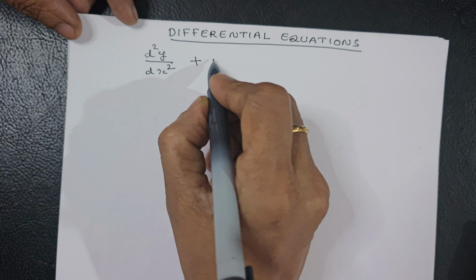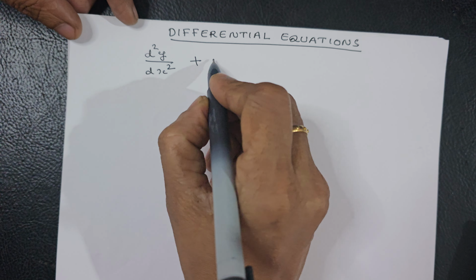Now, there are two terms associated with every differential equation, that is order and degree. Order and degree of a differential equation. What is order? It is the order of the highest order derivative occurring in that differential equation. So, if you look at this equation, the second order derivative d square y by dx square is present. Order is 2 because the second order derivative is present in it.